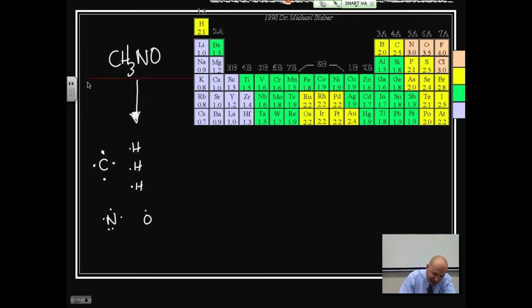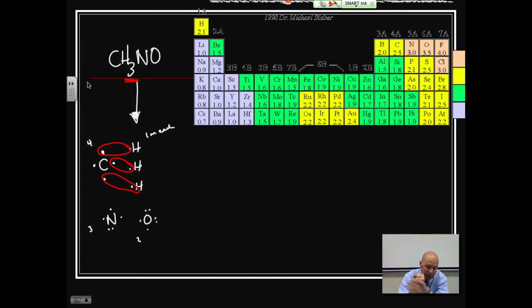And oxygen has 6. All right, so we have 4 available here, 1 on each hydrogen, 3 available here, and 2 available on the oxygen. Well, how are they going to get together? Well, the fact that these 3 hydrogens are written near the carbon will allow us to put the 3 hydrogens on the carbon.